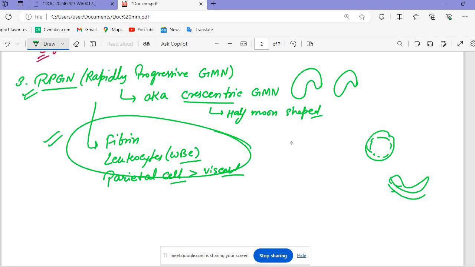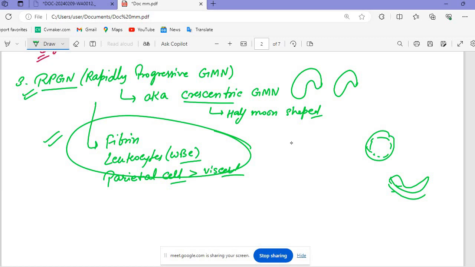Parietal cells, the parietal cell of the Bowman's capsule. The parietal cells are the cells present outside, and the visceral cells are the ones present inside, like for example in our visceral organs. The parietal cells that make acid in the stomach are different. That one is different, that is for the GIT part.